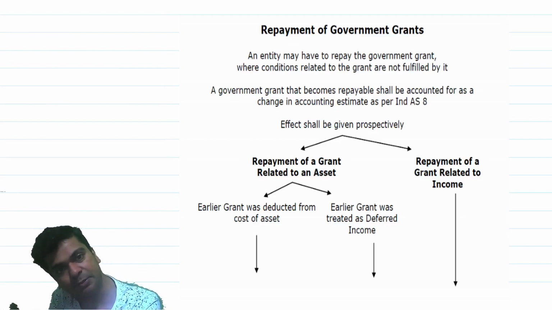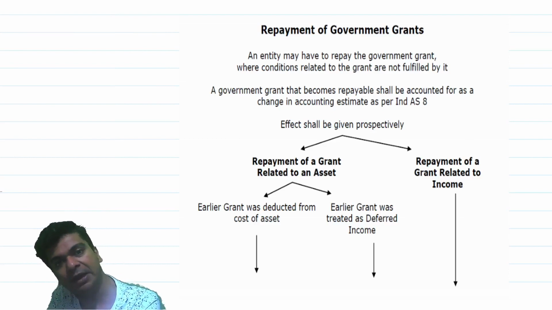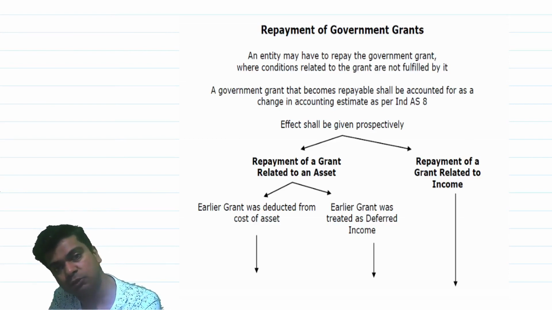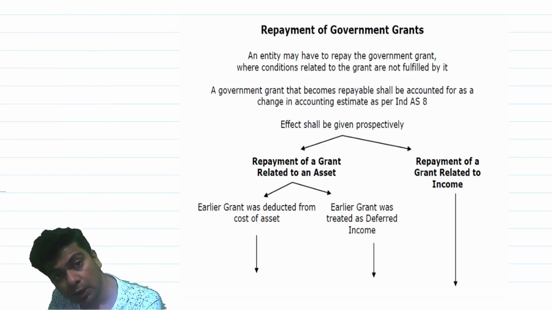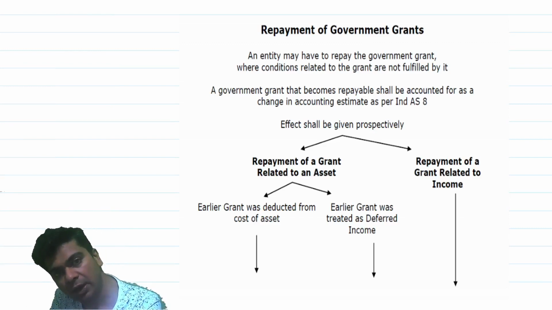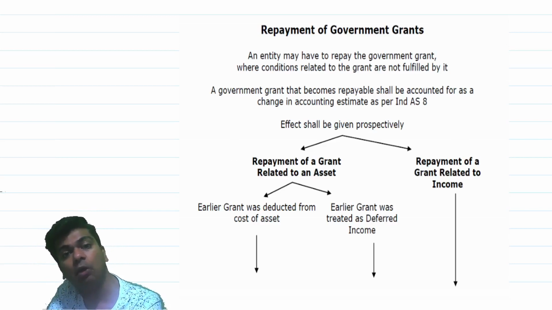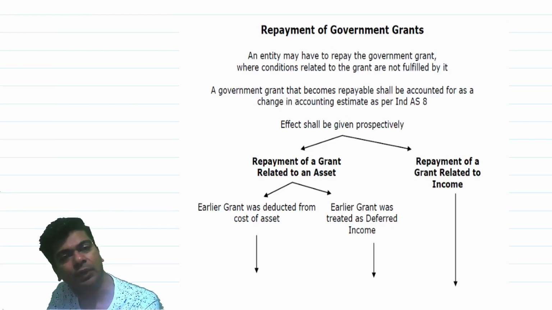Government discovers this particular fact. At that point of time, the grant can become refundable. The government can ask you to return back the money, and that is what we are referring to as the repayment of the government grant. If you are no longer fulfilling the conditions and as an entity you are now required to refund the grant back to the government, how shall the accounting be carried out? That is what we want to discuss now.